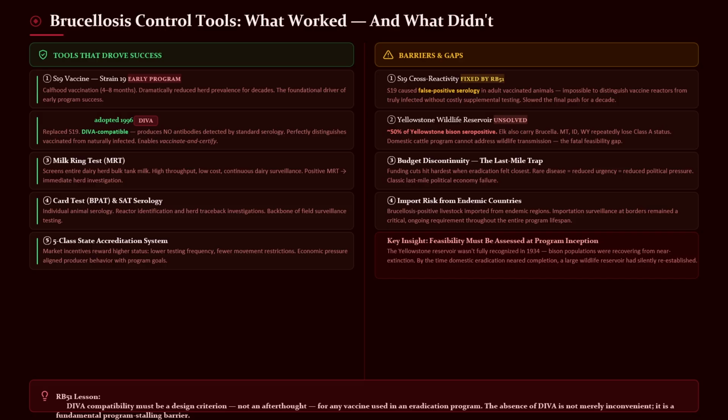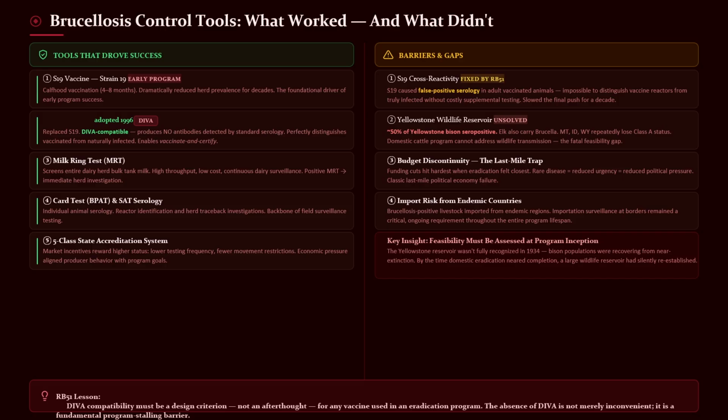This is a live attenuated rough LPS mutant. It's missing the smooth lipopolysaccharide that standard serology tests target. Vaccinate with RB51 and the animal builds immunity, but it doesn't produce the antibodies that the standard tests detect. That's DIVA, differentiation of infected from vaccinated animals. And we'll talk more about this concept later.